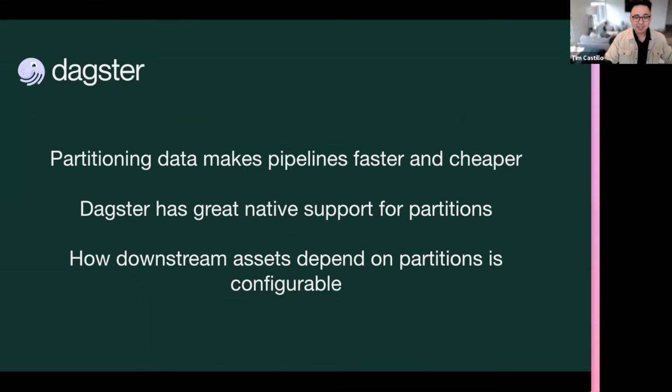And that's the end of today's deep dive. If there is anything I want you to pull away from this with, it's these three things. Partitioning data makes pipelines faster and cheaper. And by working incrementally and only transforming slices of data, such as the most recent, you will work with less data and your pipelines will be more efficient. And Dagster has great native support for partitions.